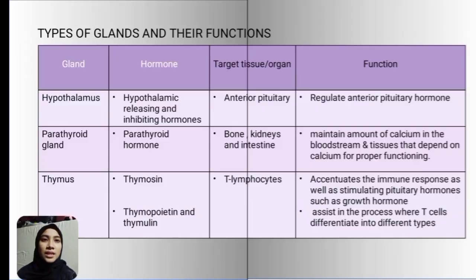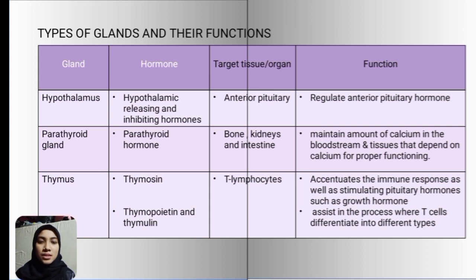Types of glands and their functions. Hypothalamus gland. It will release hypothalamic releasing and inhibiting hormones. The target tissue is the anterior pituitary. It regulates anterior pituitary hormones. Parathyroid gland. The parathyroid gland will release parathyroid hormones. The target tissue is bone, kidneys, and intestine. The function is to maintain the amount of calcium in the bloodstream and tissues that depend on calcium for proper functioning.